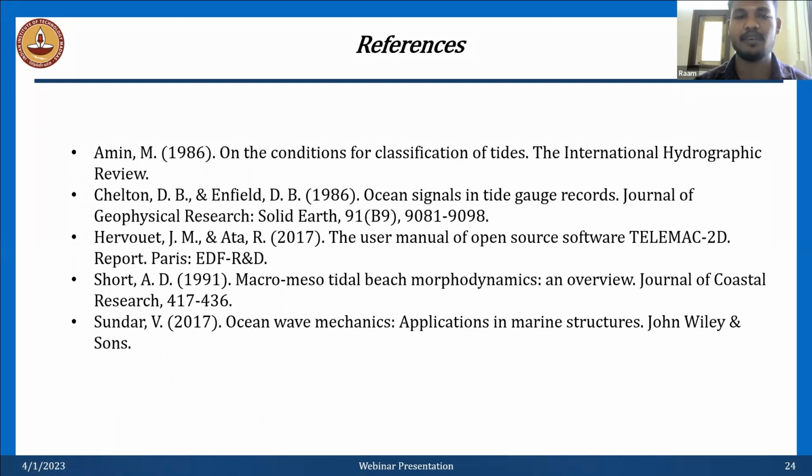And these are the references which I have gone through. If you want to simulate this type of simulation as part of a project work in BE final year, you can go through this Telemac 2D manual, and there are so many open source software packages. The only thing is we are not aware of them. Otherwise, you can get help from me, so that as a final year project you can do this type of simulation, and I can supply my material to you. Thank you. That's all.